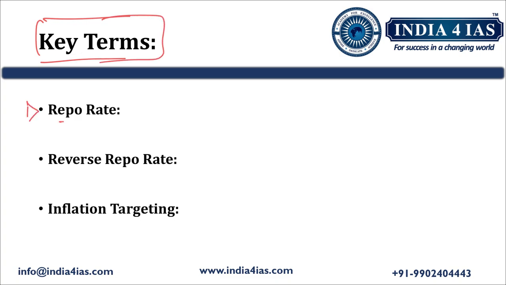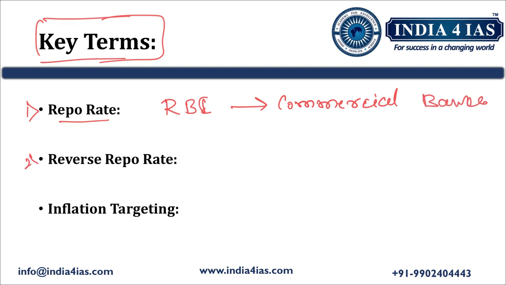The first one is repo rate. So repo rate is the rate at which RBI lends money to the commercial banks. So here RBI lends money to the commercial banks, and the rate of interest that RBI charges is called repo rate. Then the second term is reverse repo rate. So it is the rate at which RBI borrows money from the commercial banks. So that is reverse repo rate.